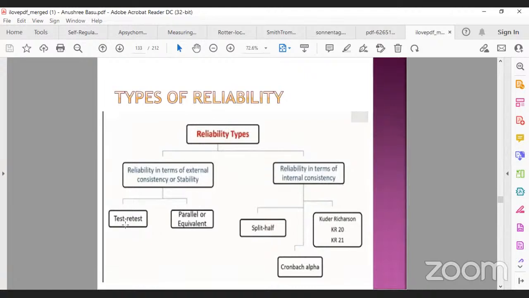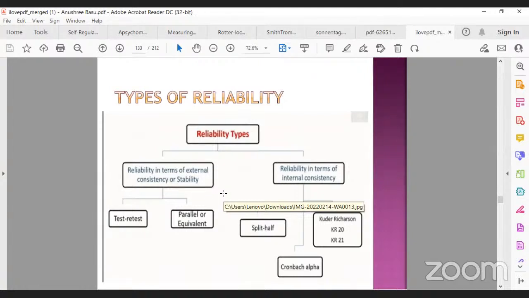So Yashwati spoke about test-retest reliability and parallel or equivalent form, and split half. So there is parallel or equivalent form and reliability in terms of internal consistency. So why are we talking about external consistency and why are we talking about internal consistency? Have you heard of these terms before? Yes, ma'am. What do you understand by internal consistency or external consistency?